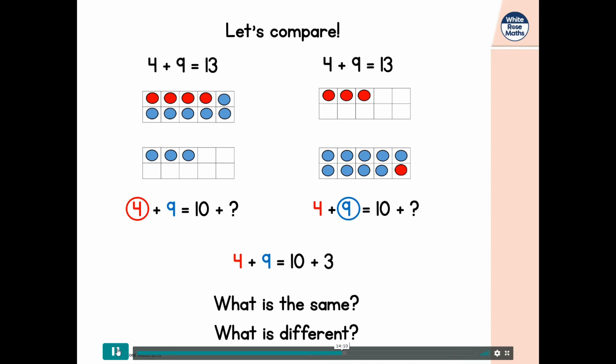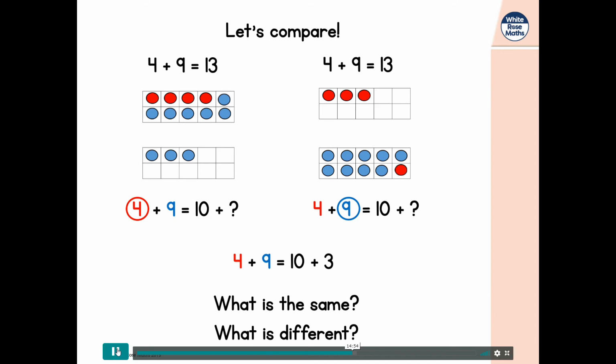But what's the same? What's different? Well, I just mentioned the question is the same. The number of red counters is the same. The number of blue counters is the same. We even used the same strategy. But what's different? In the first one, we looked at the number 4, thought about our number bonds, added 6 blue counters to make 10. In the second one, we looked at the number 9, thought about our number bonds, and made that into 10 by adding 1.